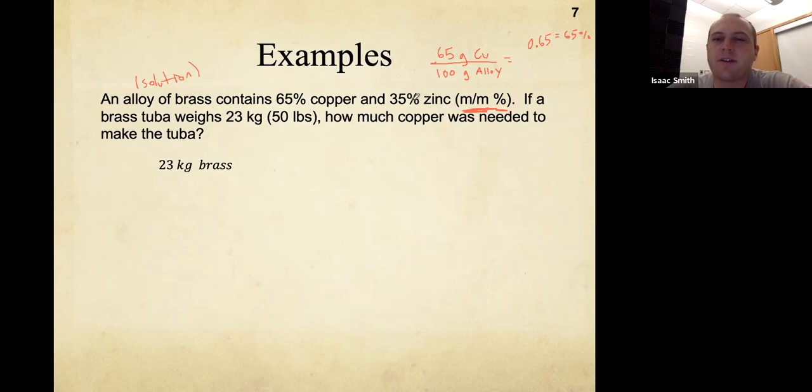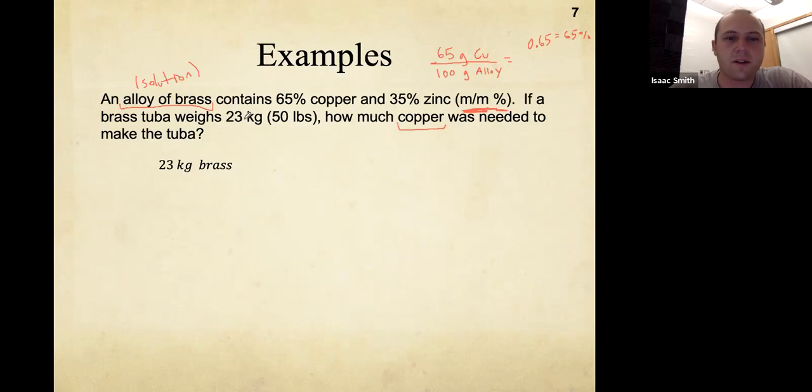And then 35% zinc would be similar: 35 grams of zinc for every 100 grams of alloy. If a brass tuba weighs 23 kilograms, which is 50 pounds, how much copper was needed to make the tuba? Let's go through this. The brass tuba is going to be made out of this alloy, and the question is asking how much pure copper was needed to make the tuba.